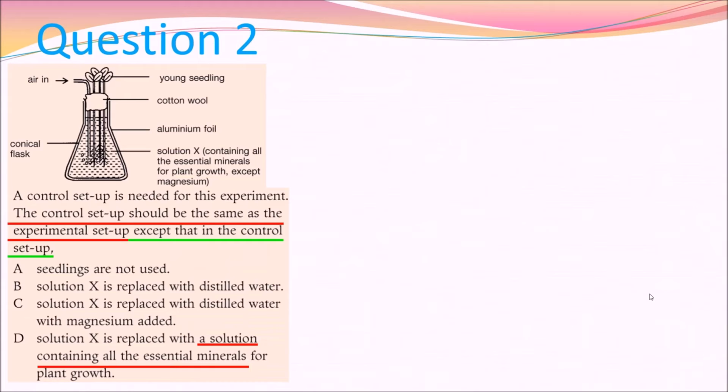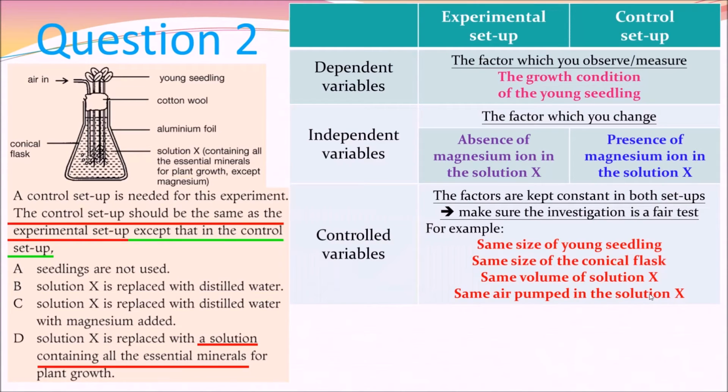And then for question 2, the control setup is needed for this experiment. The control setup should be the same as the experiment setup, except that in the control setup, blah blah blah, A, B, C, D. Before we talk about the answer, I would like to mention IV, DV, CV again first, just like a revision for chapter 1. I would like to talk about CV first.